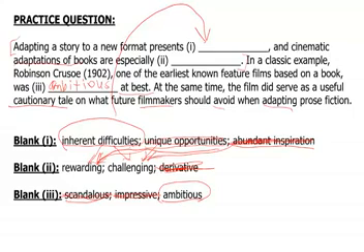Okay, yeah, so now let's go to blank 2. So, adapting a story to a new format presents inherent difficulties. An example of these inherent difficulties is a film that was ultimately a failure. Well, a failure of a film is not rewarding, but it could be challenging, especially if you were ambitious but failed. So we have inherent difficulties, challenging and ambitious, and we got that by working backward.